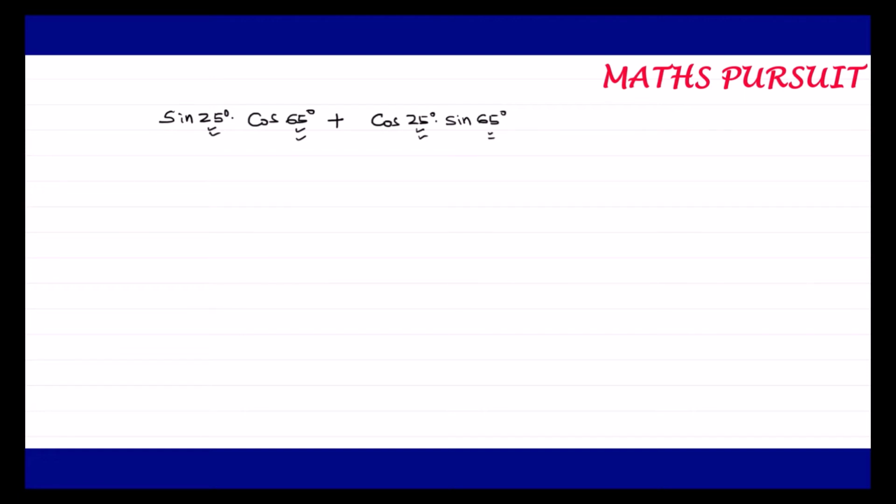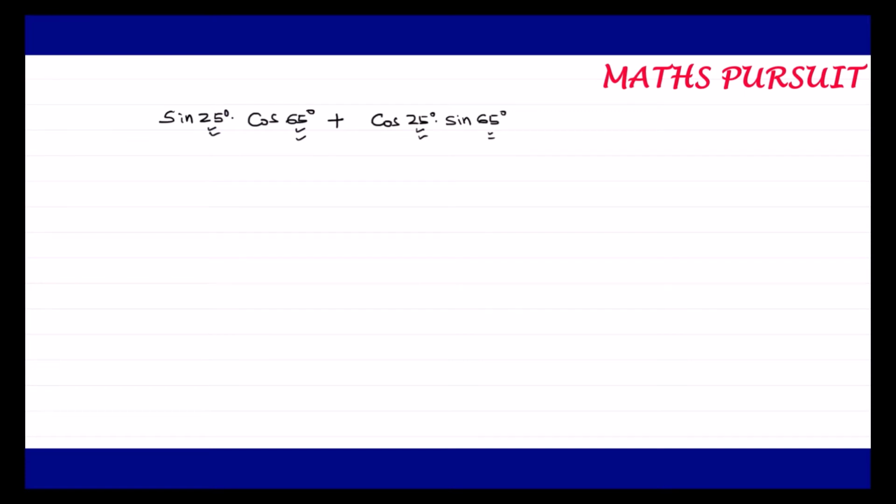So let us make our intention such a way that here we have sine 25 degree. So let us convert this cos 65 degree to sine 25 degree, so that we will get here sine square theta. Similarly, let us convert this sine 65 degree to cos 25 degree, so that will again become cos square theta. So that means sine square theta plus cos square theta, ultimately we will get our result as 1. That is what we are going to do.